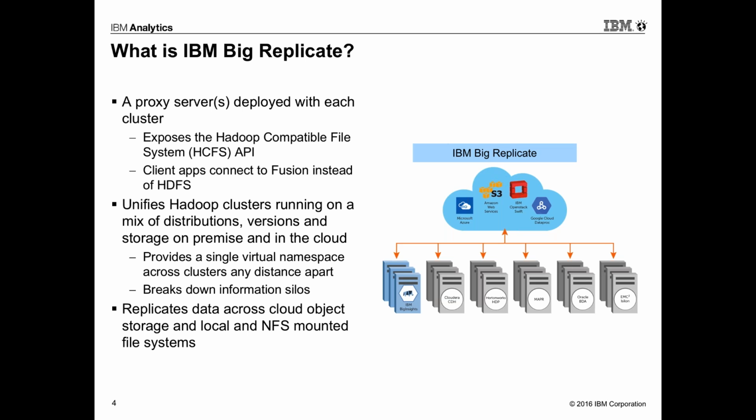Like I said before, it provides a single virtual namespace across any clusters at any distance apart, whether on-premise or on the cloud. It really allows enterprises to break down information silos across their different data centers in different geos, whether it's an enterprise data warehouse, local file storage, or some regional data centers. All of that data can be replicated in near real time.